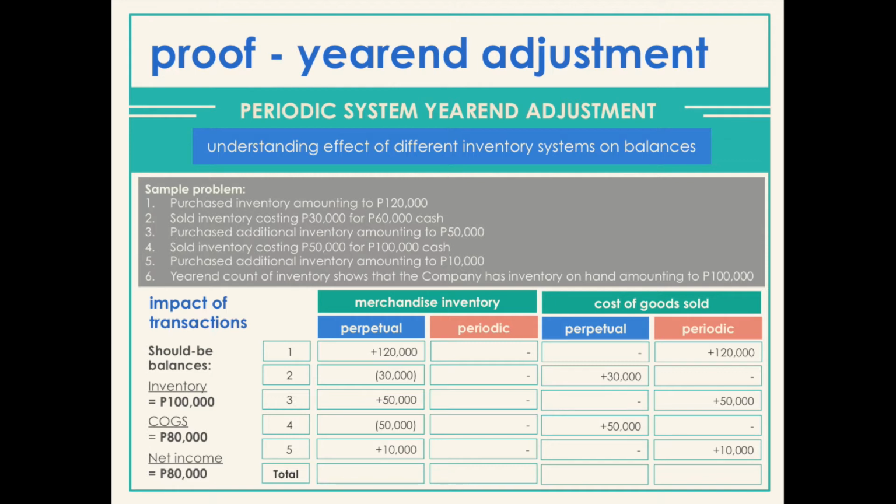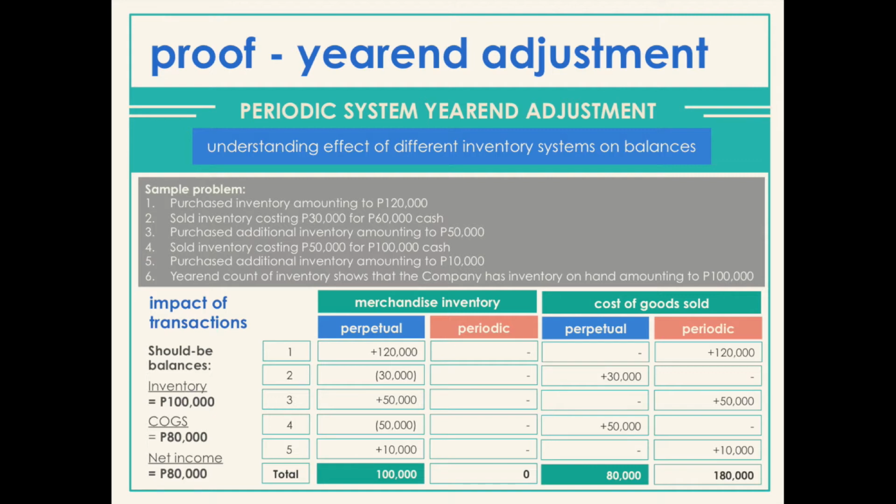The sixth transaction refers to the physical count, which will be used for the period end adjustment. But before we do that, let's take a look at the balances before any adjustment is recorded. You'll note that under the perpetual system, merchandise inventory is 100,000 pesos, and this is the same as the should-be balance we computed earlier. The cost of goods sold balance is 80,000, which is also the same as the should-be balance we computed. This means that we do not need to make any adjustments. The records already reflect the correct amounts for merchandise inventory and the cost of goods sold, and in turn also the net income.